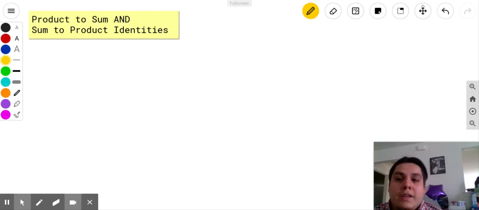All right. These are the last trig identities that I need to expose you to and show you how they work. For these particular ones, I'm going to show you where they come from, but I'm also going to show you how to work with them.